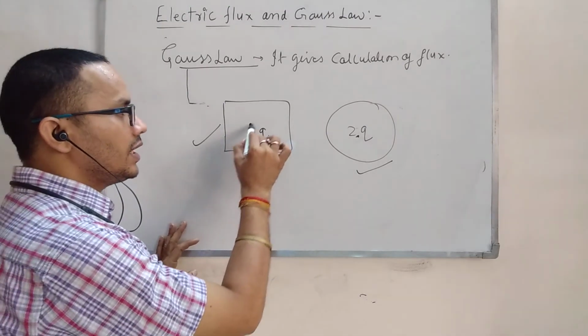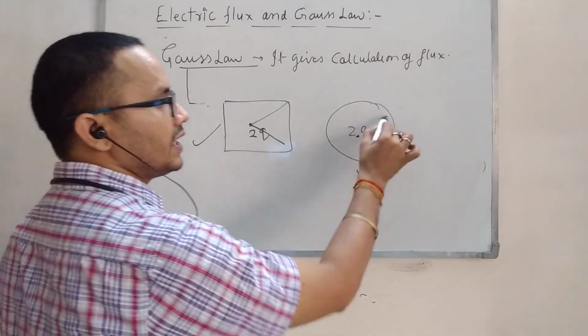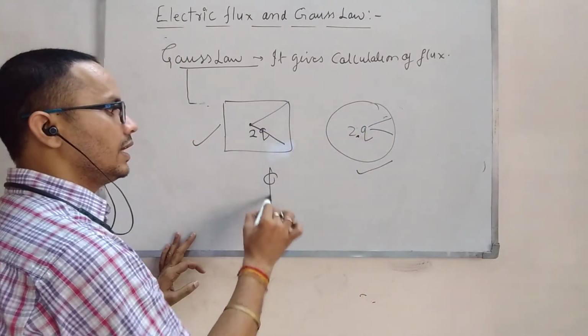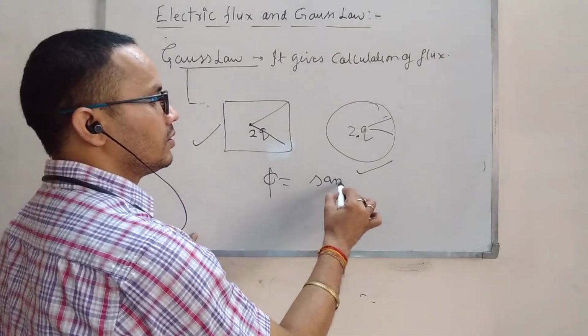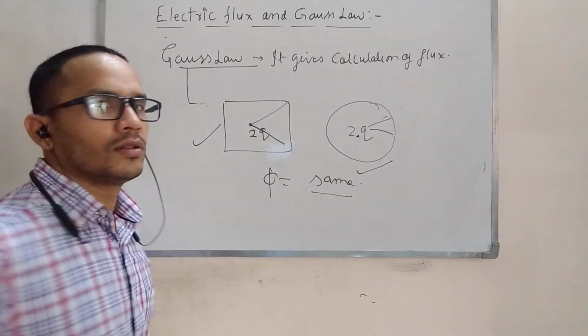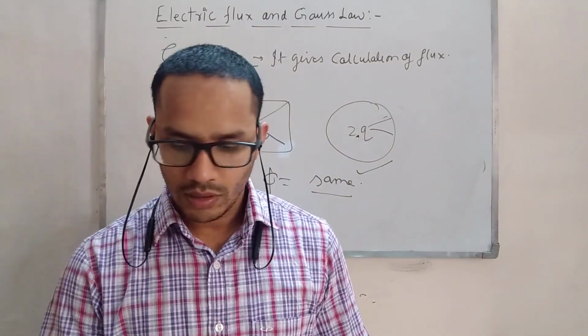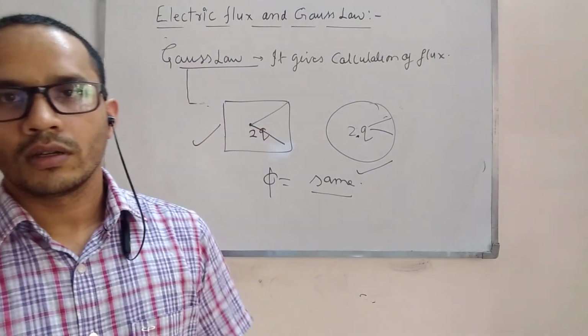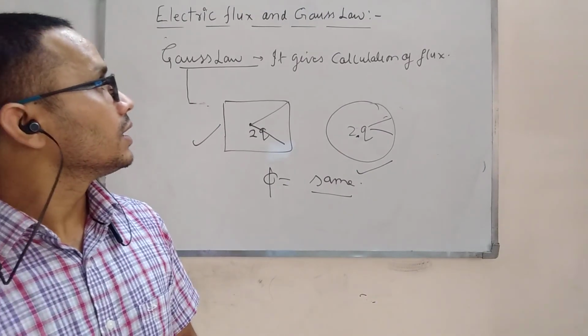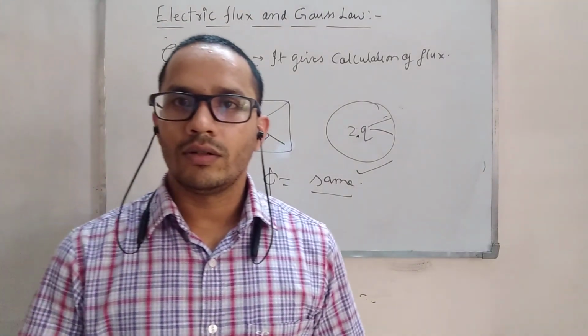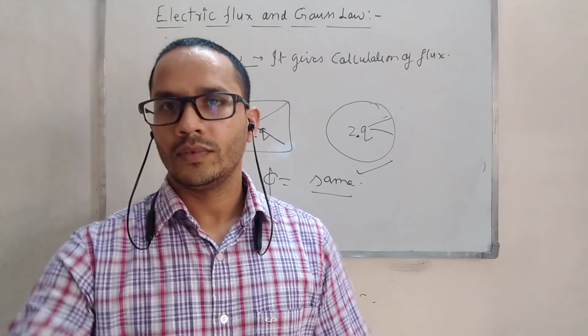It means जितनी electric lines of forces यहाँ से पास होंगी उतनी ही यहाँ से भी पास होंगी. So we will say flux is what? Same. Okay? So this is the concept of the electric flux and Gauss law. This is very interesting topic. Very important concept. Okay, I think it is clear to all of you. Okay, thank you.